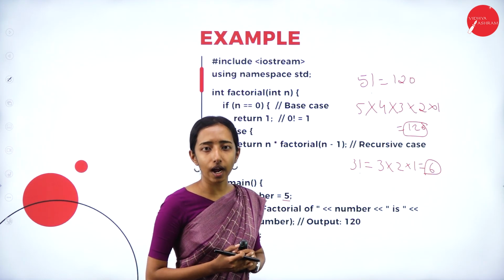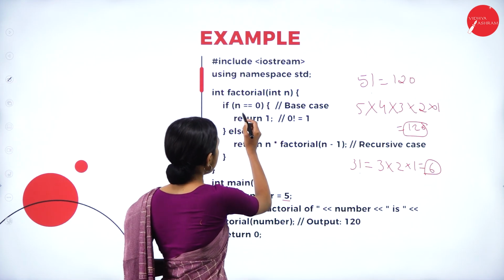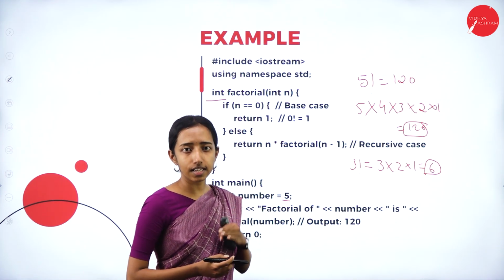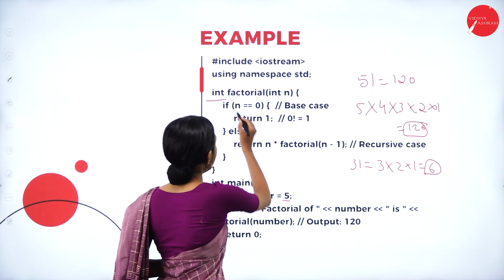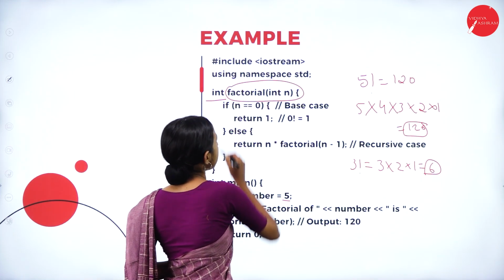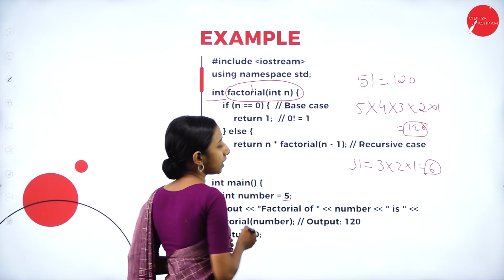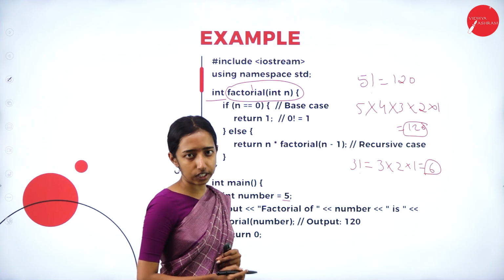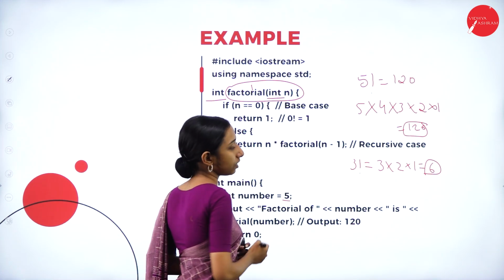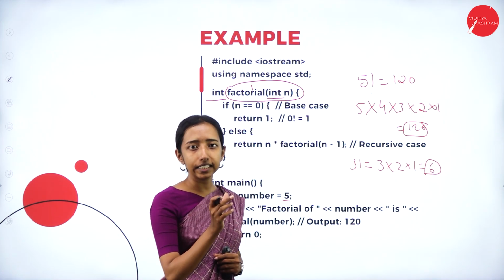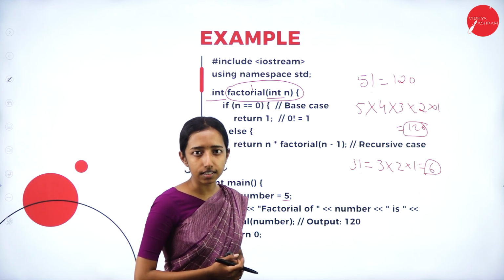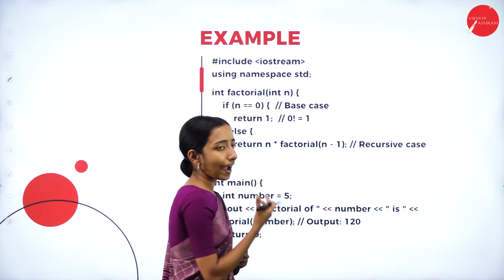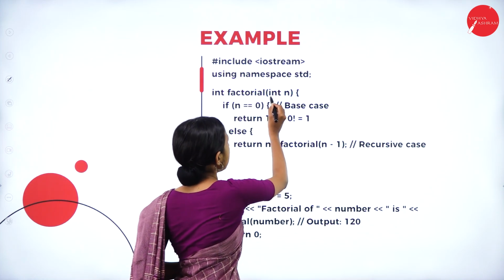So how does this program work? Here you can see I have taken the return type as int, meaning it has a return value. Factorial is the function name I am giving, and the parameter I am passing is int n. So we have the function name factorial with the parameter int n.